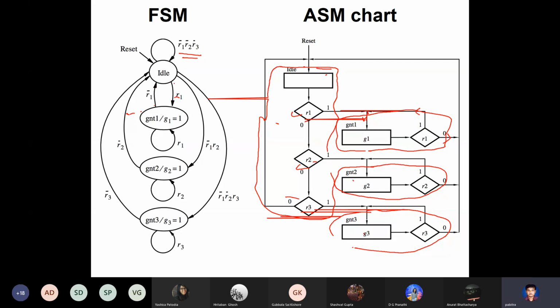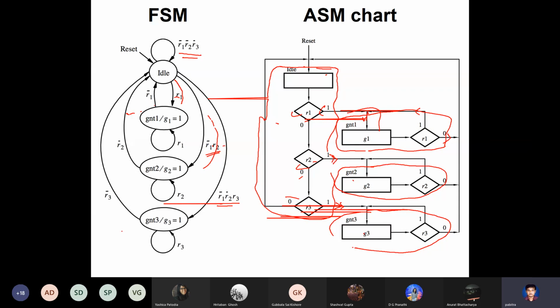Now let's see what the outgoing paths are. If R1 is 1, you go to GNT1. If R1 is 0 and R2 is 1, you go to GNT2. Okay, so this is the condition: R1 bar R2. And this is R1 bar R2 bar R3. On these conditions they move here.